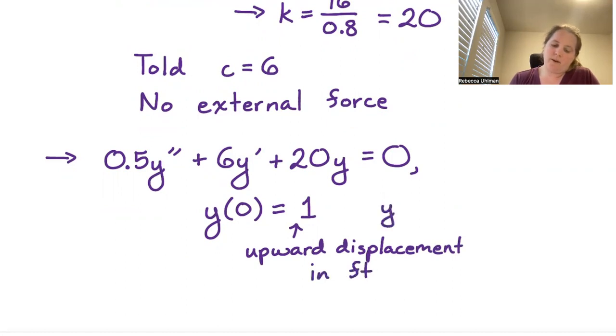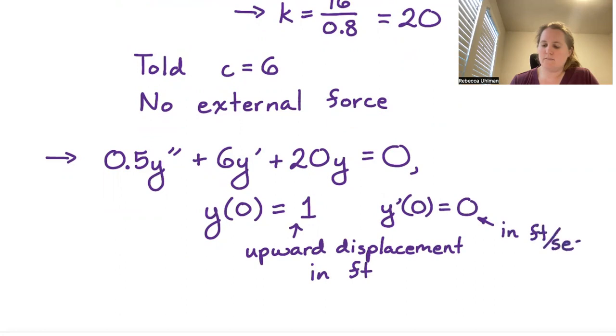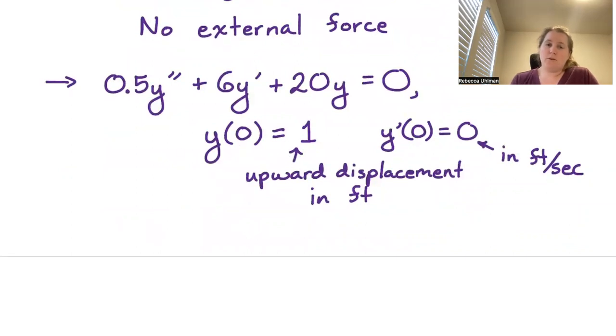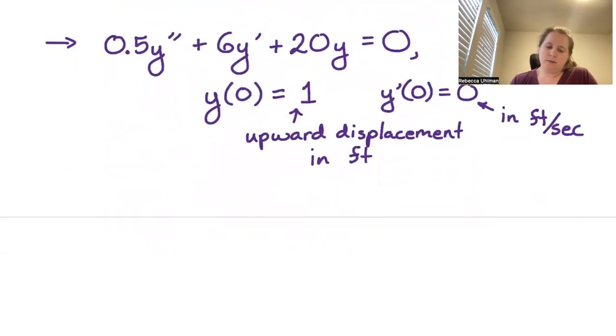And then y prime of 0 was 0. Again, this should be in feet per second. So we need to solve this system. So the characteristic, so solving the IVP.